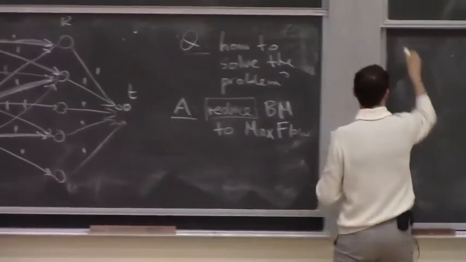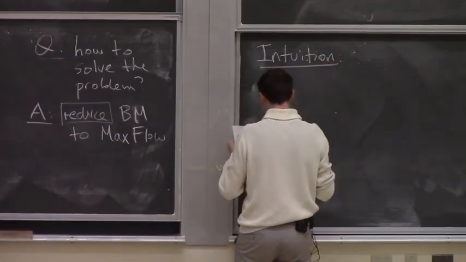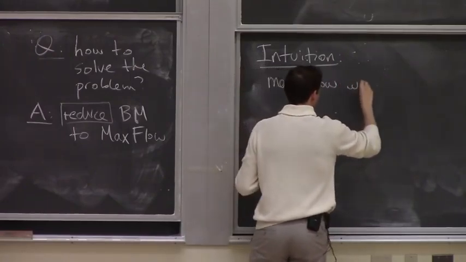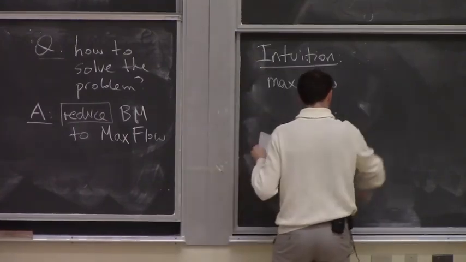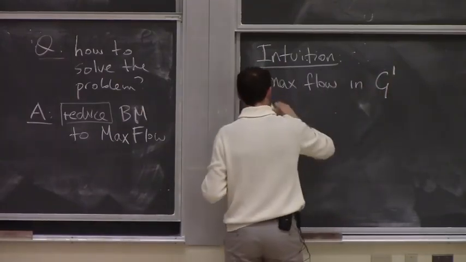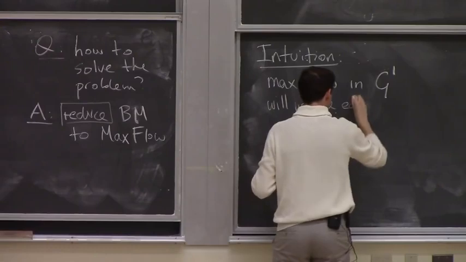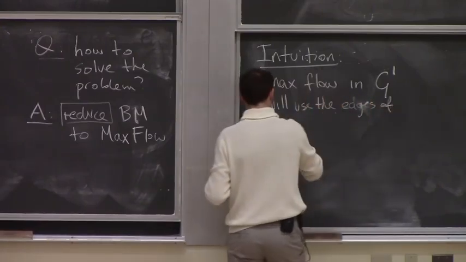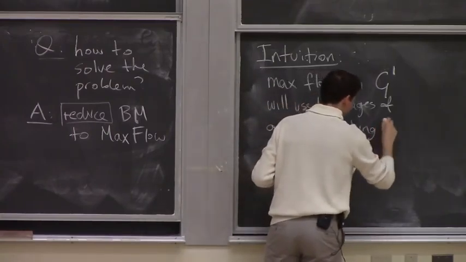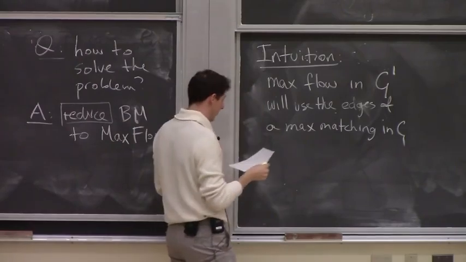So why can we do this? So the intuition is that the max flow in G prime, which is the graph that we constructed, will use the edges of a maximum matching in G, okay? So we're solving something in G prime, and then we're saying that it will tell us something about G.